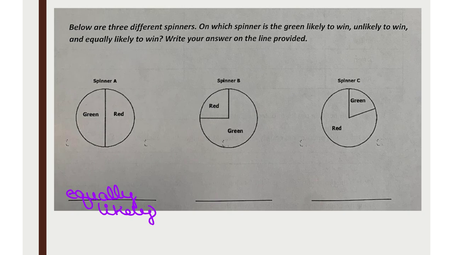Okay, spinner B, Sadie? Unlikely. Why is it likely to win with green? Because like green is a lot more than red, and red's just like a little space. Visually, we can see that green takes up a lot more of the spinner. All right, Fisher, what about spinner C? Unlikely because there's less green than red. Good, there's less green than red. So visually, I mean, we don't even need numbers when we're talking about a lot of the likelihood. We can see that.